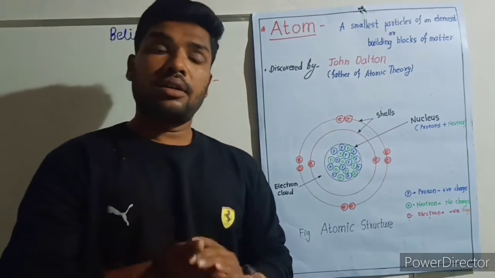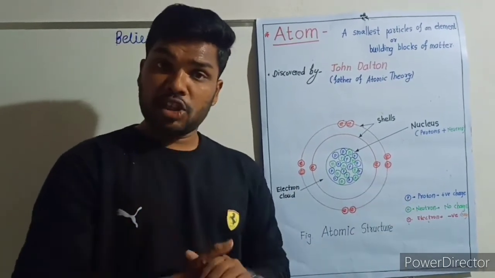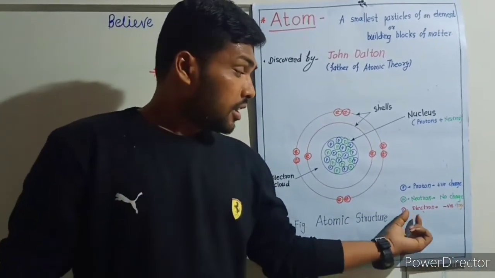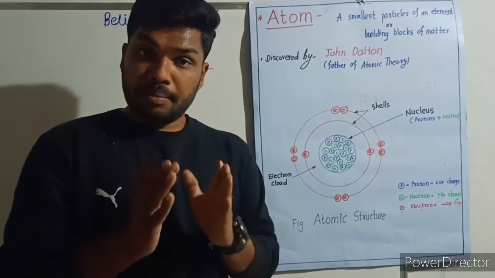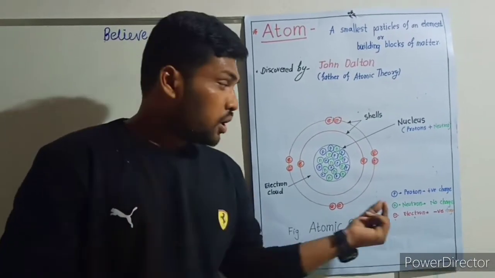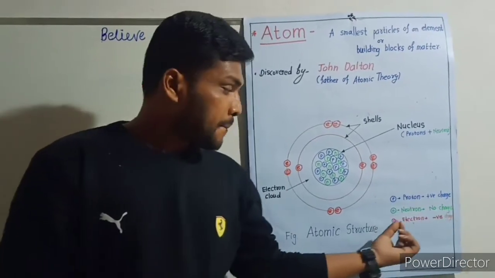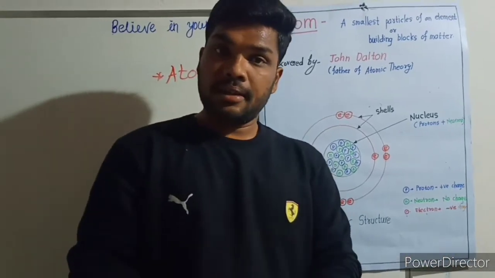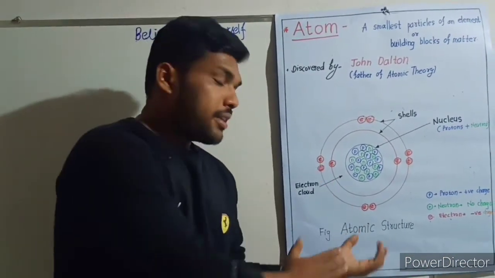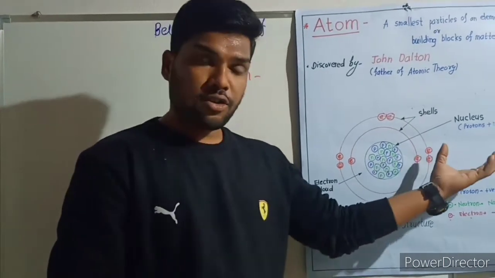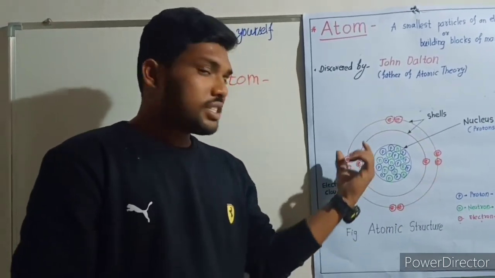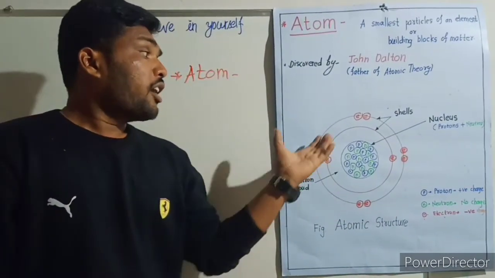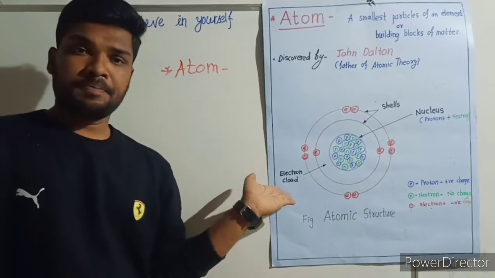Right, now these particles have specific charge. Protons has positive charge, neutron has no charge, electron has negative charge. Keep in mind, P for positive, P for proton. Proton contains positive charge, neutron contains no charge, and electron contains negative charge. Right? So you are clear? Every atom has one nucleus. Nucleus contains protons and neutrons. All the orbits around the nucleus are called as cells. The cell contains electrons only, and electron containing part is called as electron cloud.